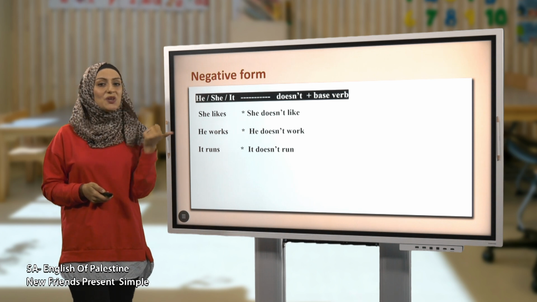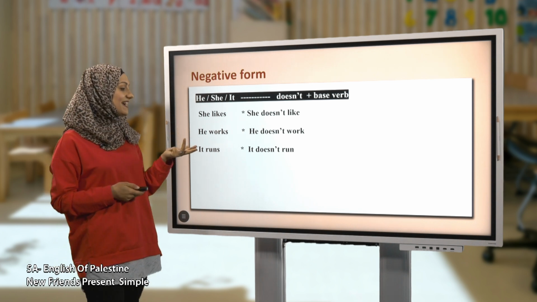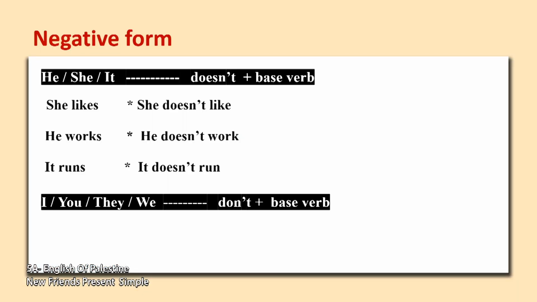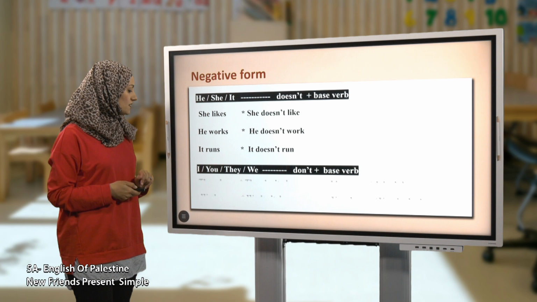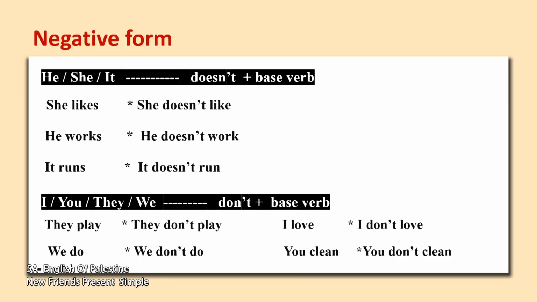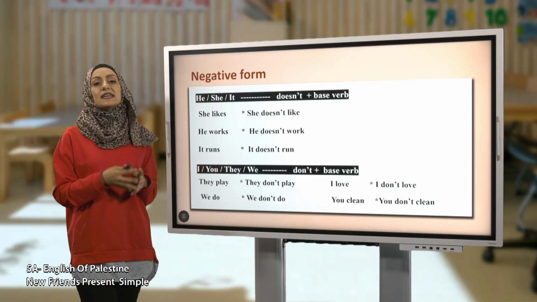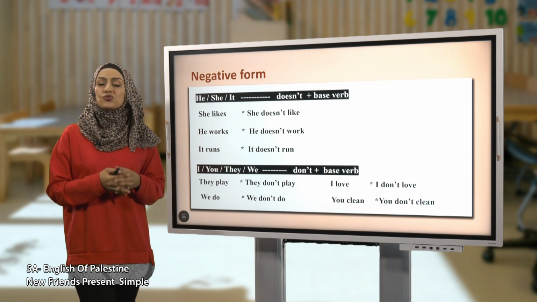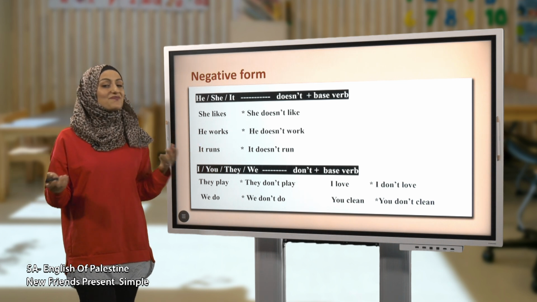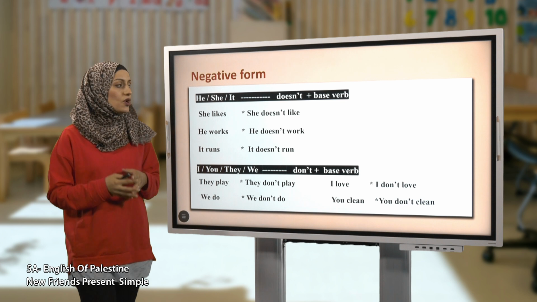What about I, you, we, and they? With I, you, they, and we, remember to use don't plus the base verb, the verb as itself. We don't add anything. So, they don't play. We don't do. I don't love. You don't clean. What things do you not do in the morning? For example, I don't drink coffee in the morning. These are things that you don't do in the morning.